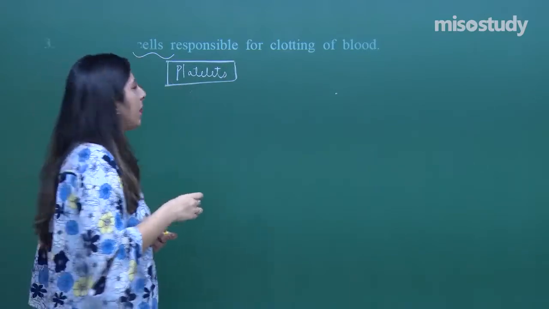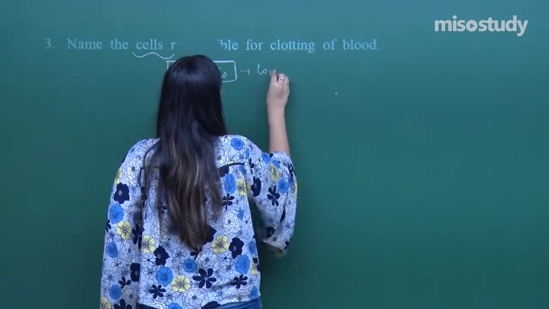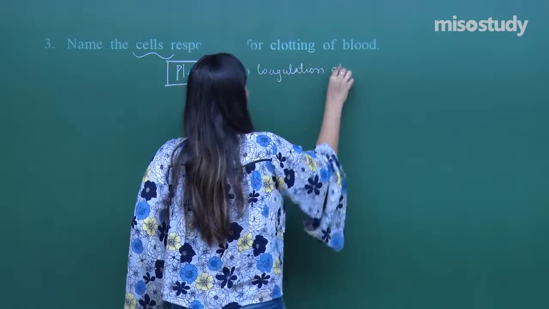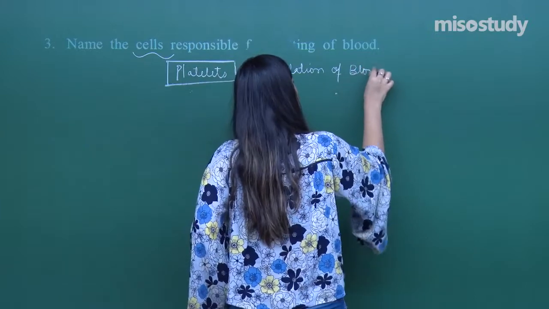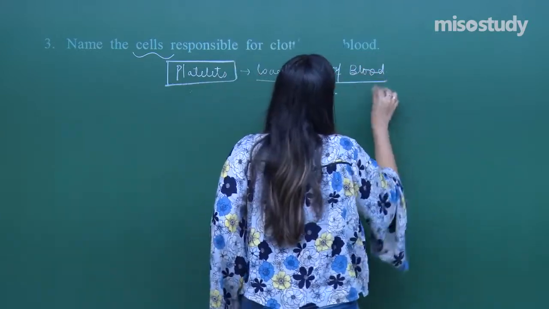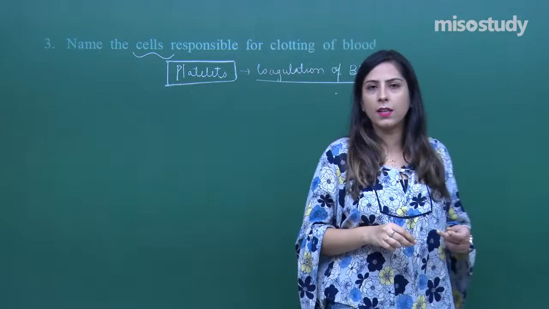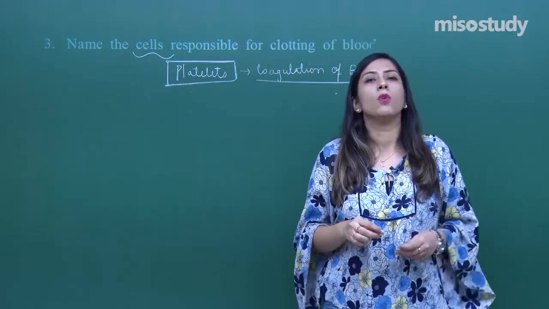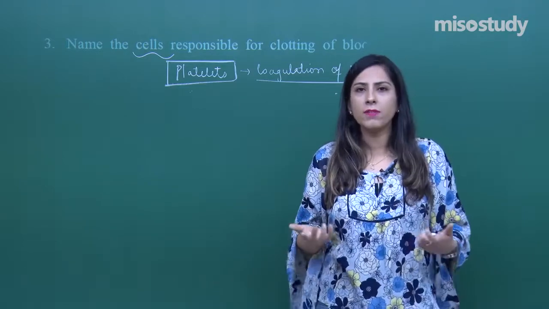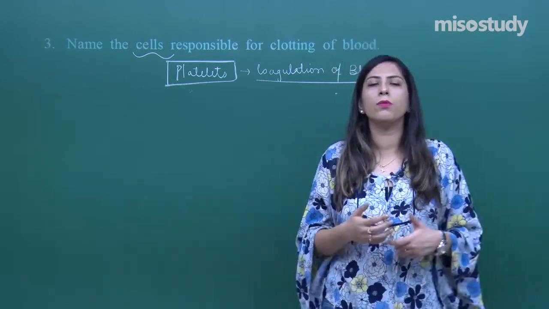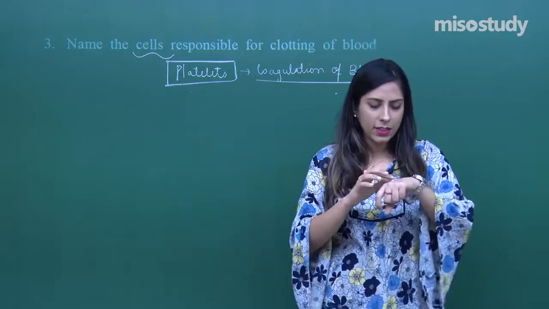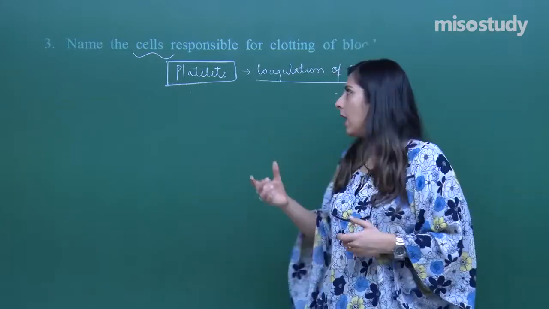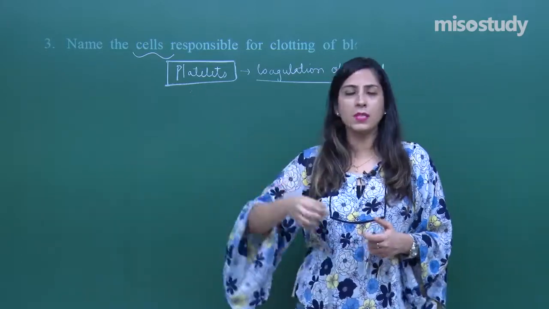And what is the function of platelets? That is coagulation of blood. Right? Various factors are there which help in coagulation. Around 13 factors are present which help in coagulation. Whenever you find any wound on the body, you must have experienced that blood is clotted over that place. That is called coagulation, and that is because of the platelets present in the blood.